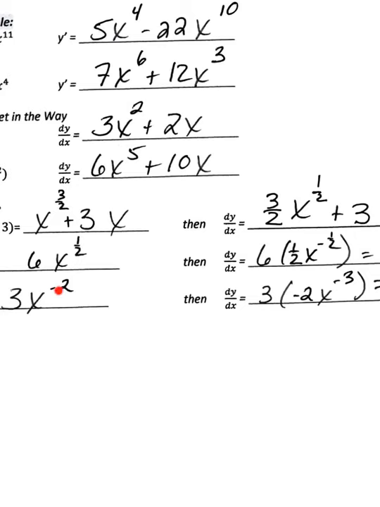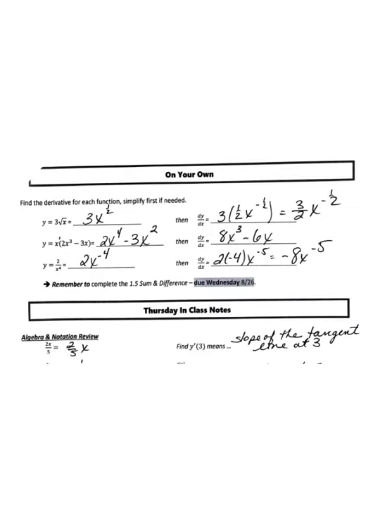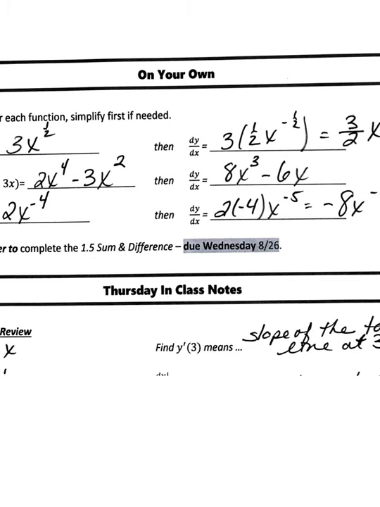This one, negative 2 comes down, multiply by the 3, negative 6. Negative 2 minus 1 is going to give you negative 3. When we take a look at the top of the next page, you are going to get, again, some conversions first before you take the derivative.